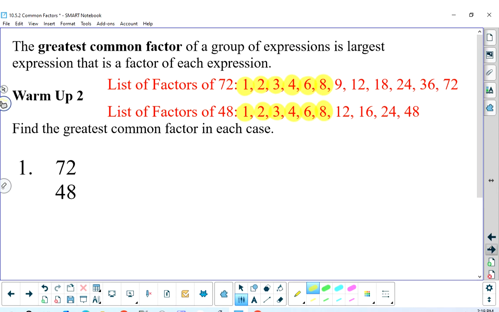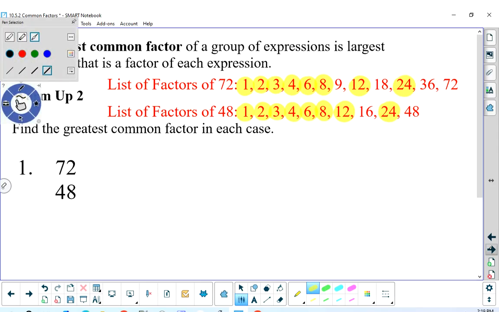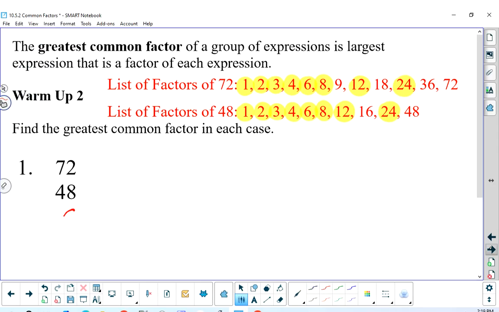12 is a common factor. 9 is not. 12 divides into both of them without remainder. 24 does. And we have hit the end of the line, which means the greatest common factor is 24. And all I'm doing here is convincing you, by giving you the list of numbers, that 24 is the greatest common factor. Now, how would you find the greatest common factor without making that list?